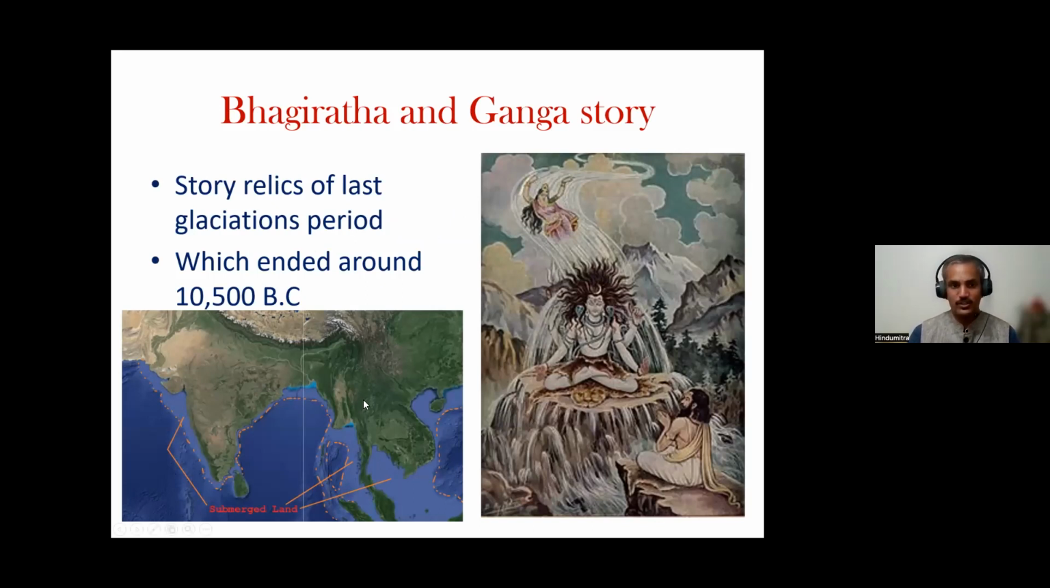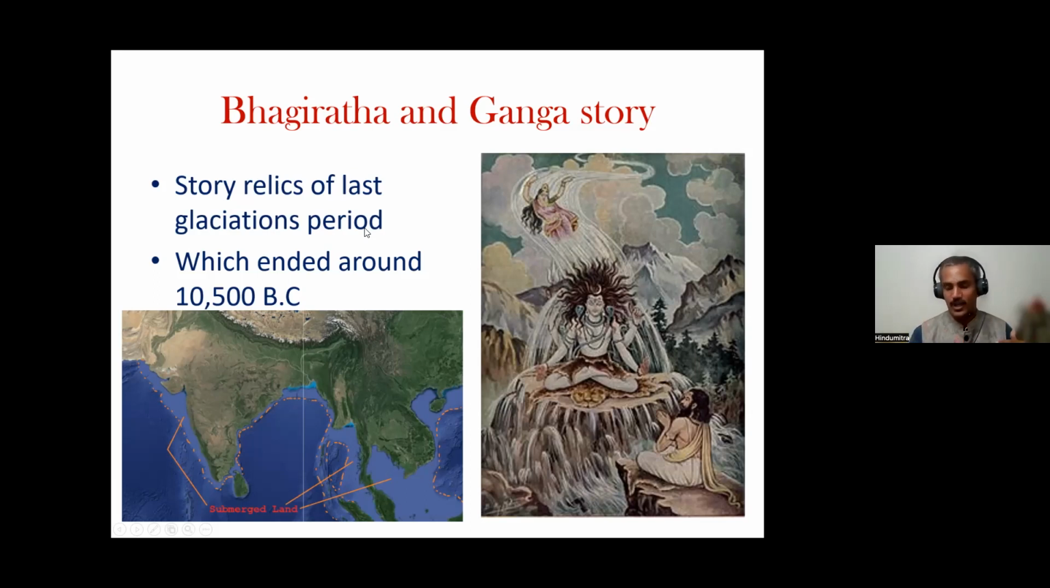The story goes that Bhagiratha prays for the river Ganga to come to earth and for the fertility of the land. So the Ganga comes and Shiva holds her in his hair, and she started flowing slowly across the Gangetic plain. And this has a direct correlation with the last glacial period.